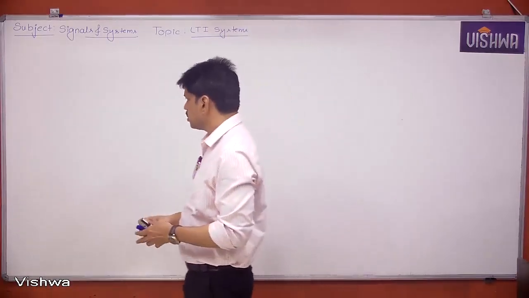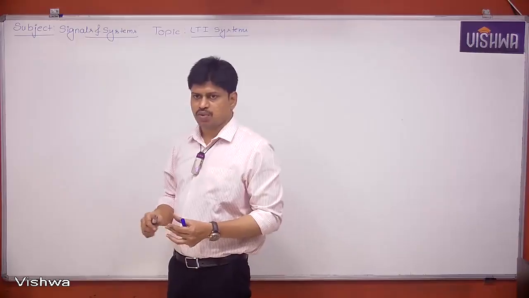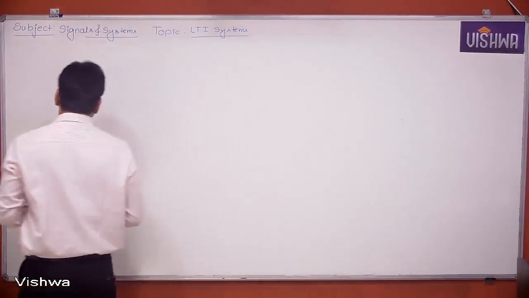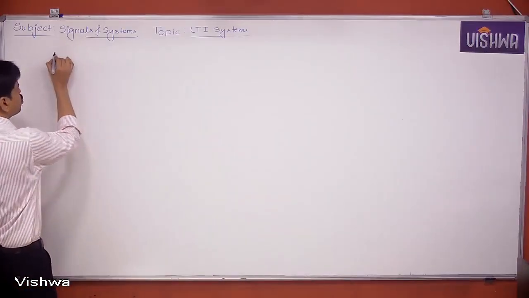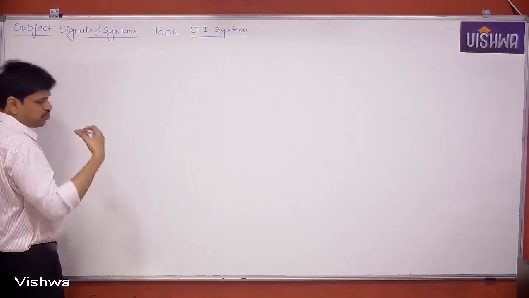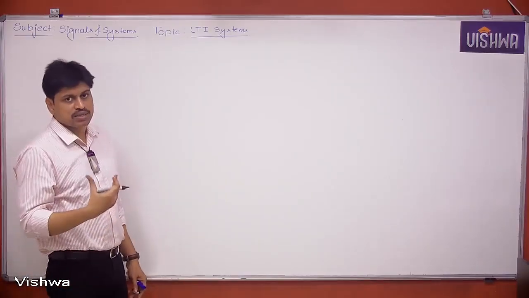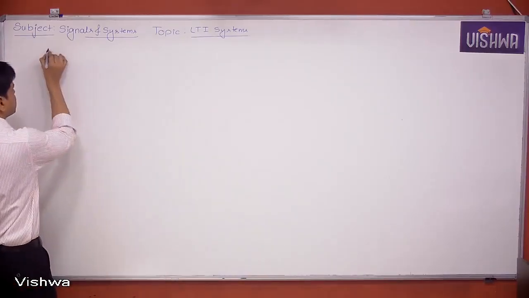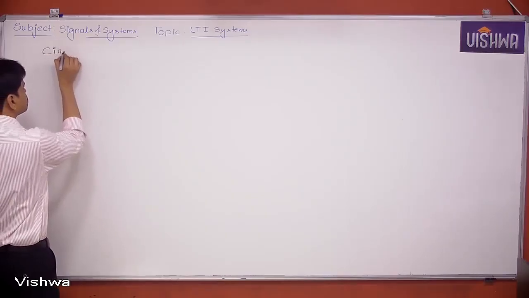Next, let's take one more important case in the same topic: convolution of two periodic signals. Convolution of two periodic signals is called circular convolution. It is circular convolution.